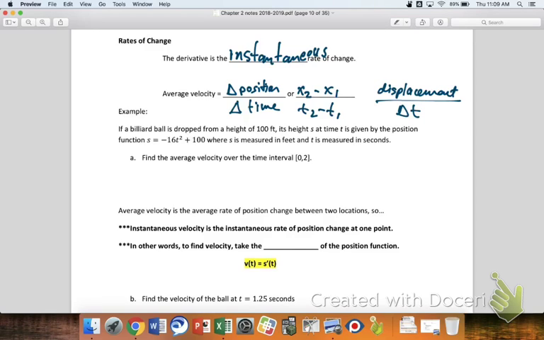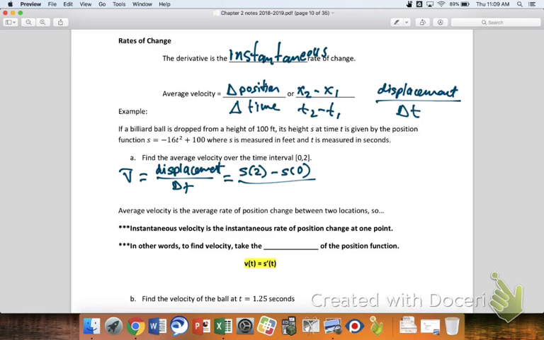Okay, so A says, find the average velocity over the time interval 0 to 2. This is where we'd use our formula. You had a homework question like this earlier. For the time interval 0 to 2, my average velocity is equal to displacement over delta time. We are talking about something dropping vertically, so I don't think x would be an appropriate variable for displacement. You could use a y, or how about an s, because they tell us that position is given by s. So if displacement is the change in position, this would be s of 2 minus s of 0, the position at 2 minus the position at 0, all divided by delta time.